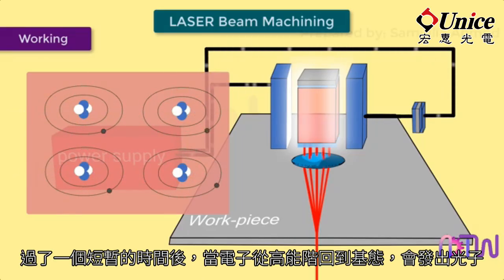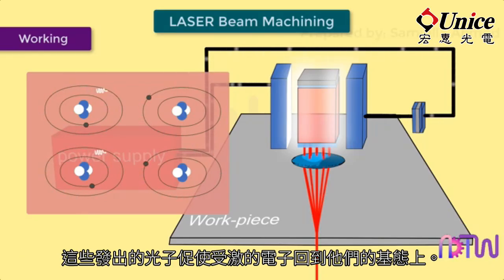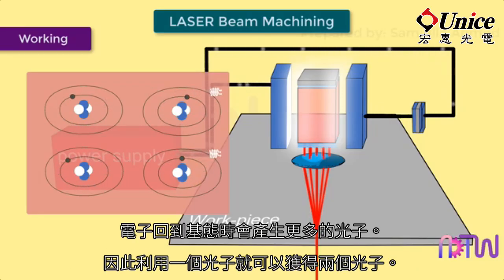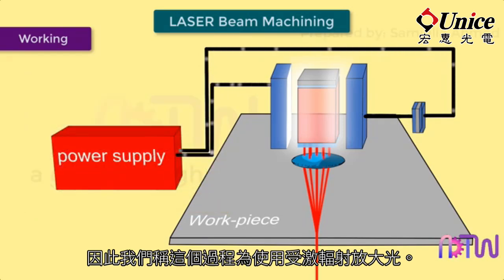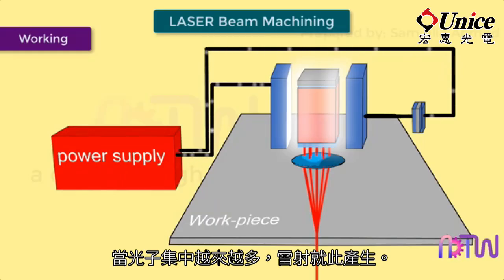After a short duration, as the electrons from the high energy level come to the ground state, they emit photons. This emitted photon stimulates the excited electrons to return to their ground state, thus producing more photons as they return. Thus a pair of photons is obtained by utilizing one photon. Thus, we call this process amplification of light using stimulated emission of radiation. As the photon concentration increases, the laser is formed.